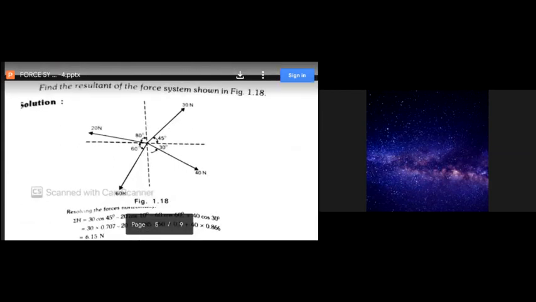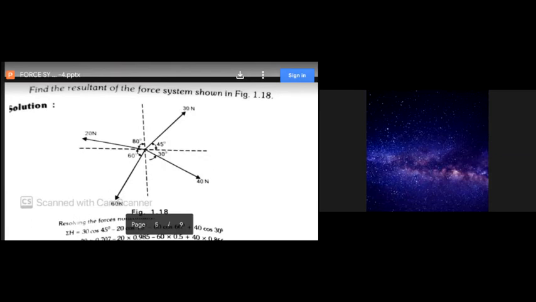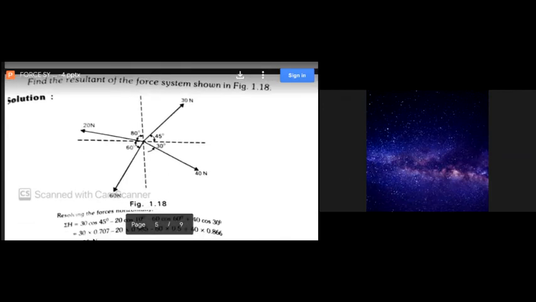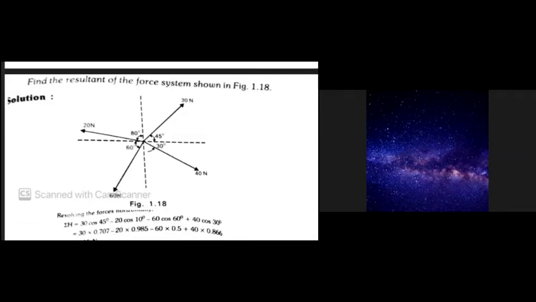So next, find the resultant of the force system shown in the figure. See here, 4 forces are given, more than 2 forces as shown in the figure. The first force F1 is 30 newtons, making 45 degrees with the horizontal positive x-axis. Then 20 newtons makes 80 degrees with the vertical positive y axis, and 60 newtons makes 60 degrees with the negative x axis, and 40 newtons makes 30 degrees with positive x.